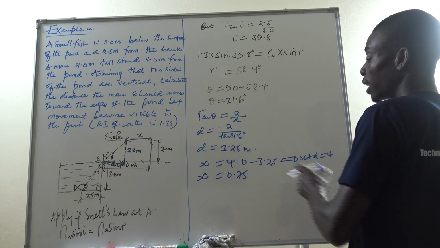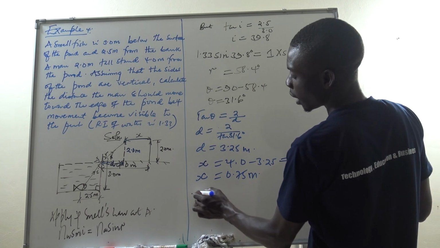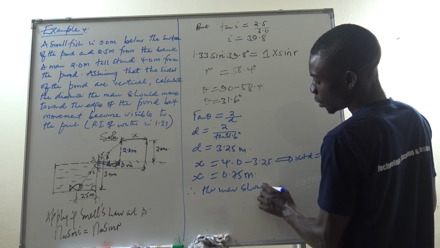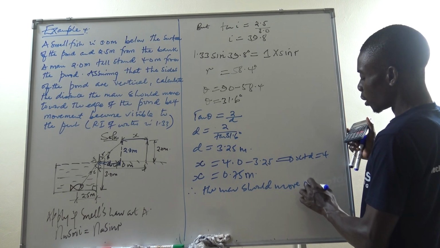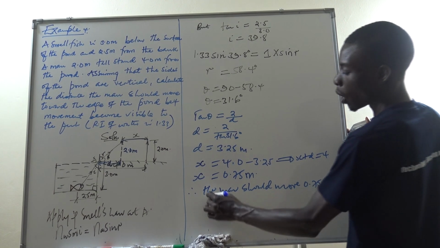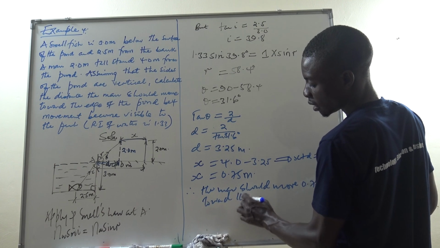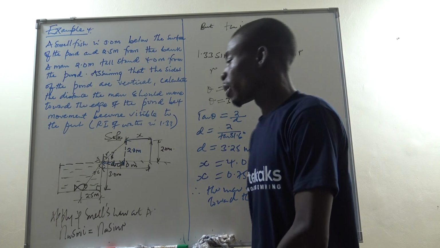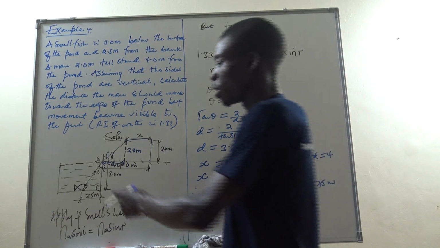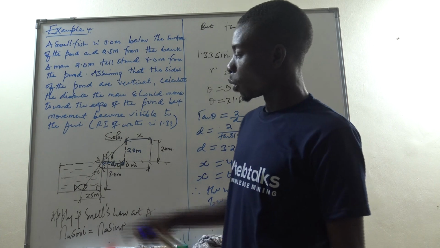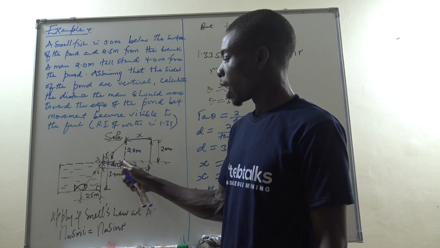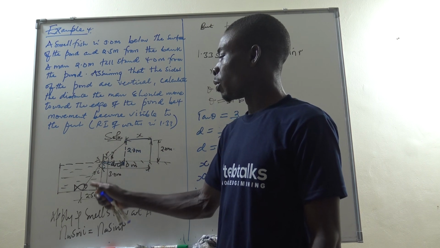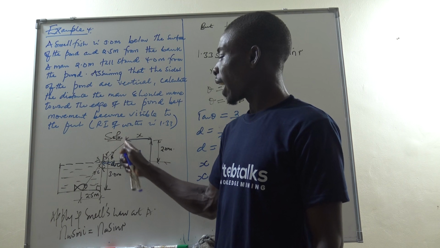So that means that if I get this one, I can conclude therefore the man should move 0.75 meters towards the edge of the pond before his movement becomes visible. So this is how we can analyze this, because we looked at the guy moving from here up to here. At this point here, we are assuming that should we continue, his movement will be visible. So we are assuming he has brought his height now at this point.